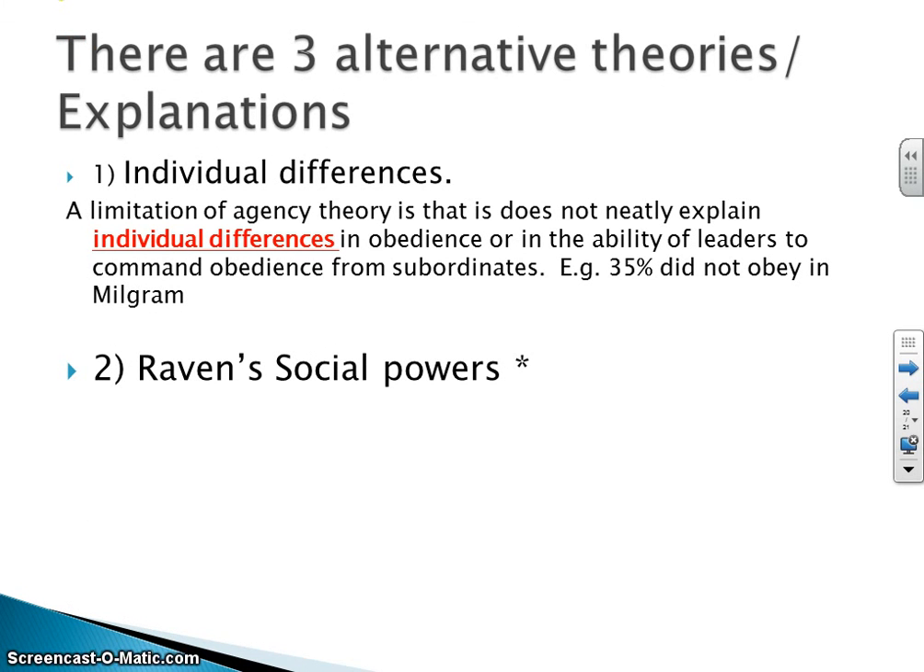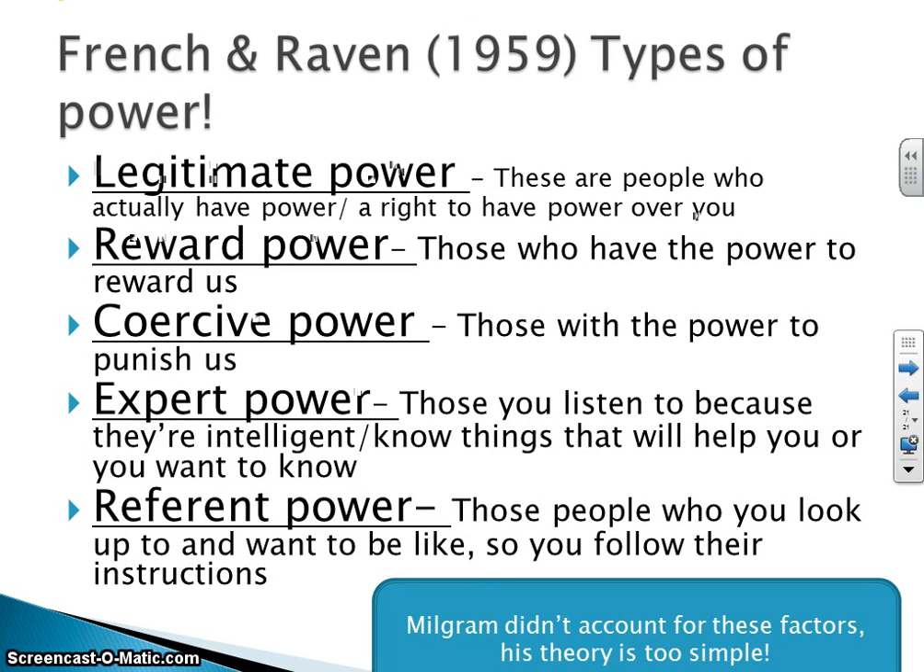We'll get into the alternative explanations more in depth as we go on, such as authoritarian personality. One, however, is French and Raven's types of power, and there are 5 different types of power that Milgram didn't account for, and these types of power are possible reasons why authority figures have authority.